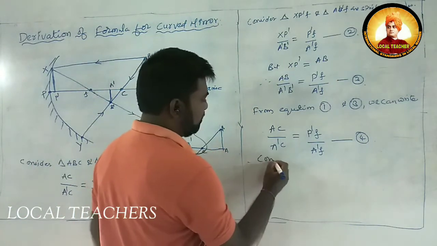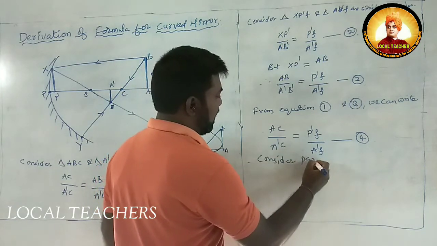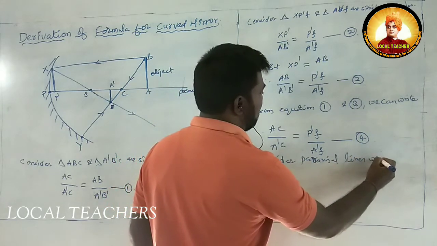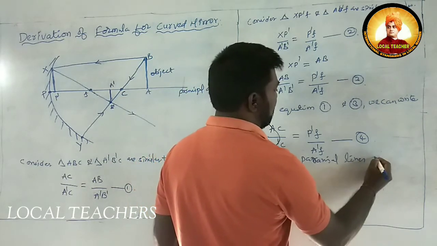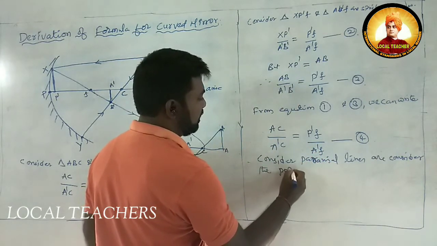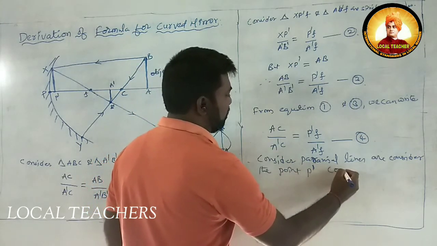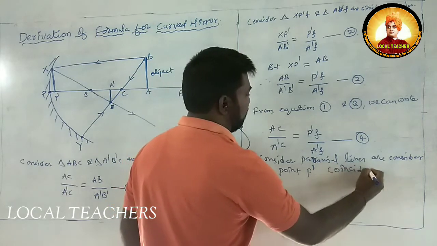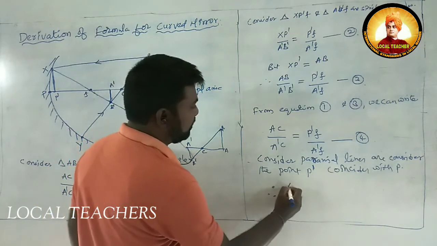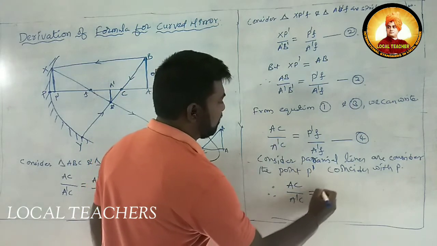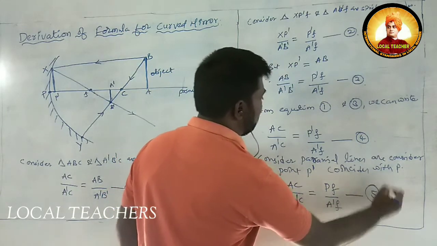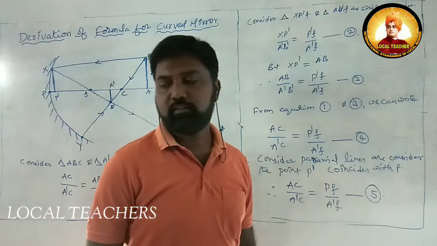Consider paraxial lines. Paraxial lines are considered, the point P dash coincides with P. Therefore, from equation 4 we can write here AC by A dash C equals PF by A dash F. So this is equation number 5.